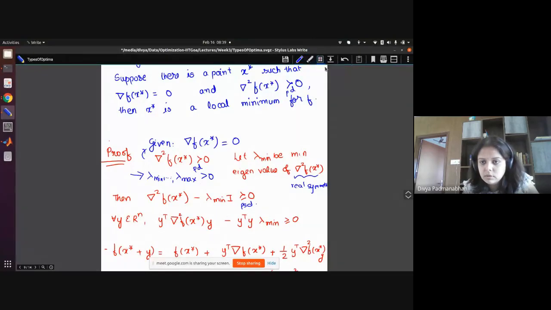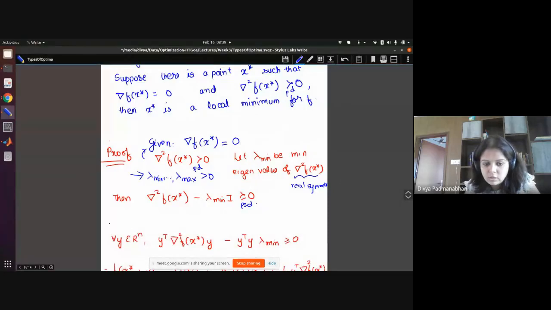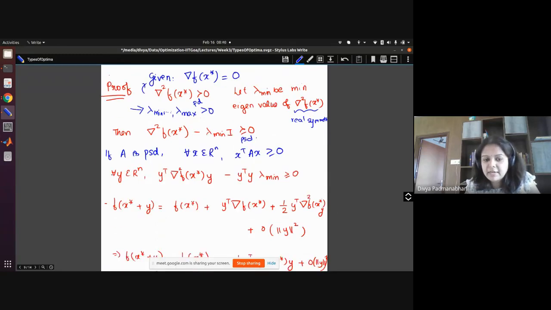Let me just write it here. If a matrix A is positive semi-definite, it means that for all x in R^n, where this is an n cross n matrix, you are going to have x transpose A x greater than or equal to zero. I'm just using that fact here, that for all vectors in R^n, this condition is true.